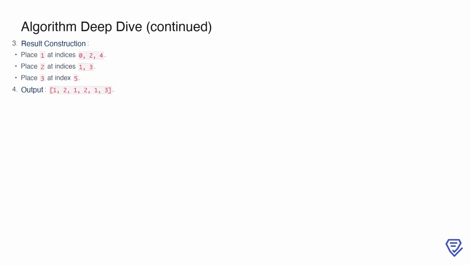The final step is the construction of the result array. For the input 1, 1, 1, 2, 2, 3, we first place the most frequent barcode 1 at indices 0, 2, and 4. Next, we place the second most frequent barcode 2 at indices 1 and 3. Finally, the barcode 3 is placed at the remaining index 5. This gives us the output 1, 2, 1, 2, 1, 3, which satisfies the condition that no two adjacent barcodes are the same.